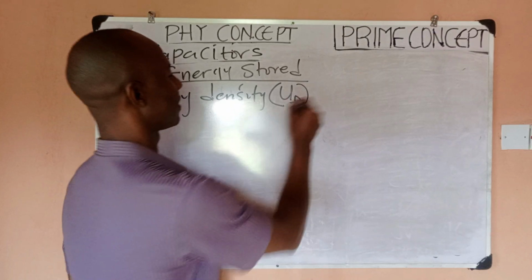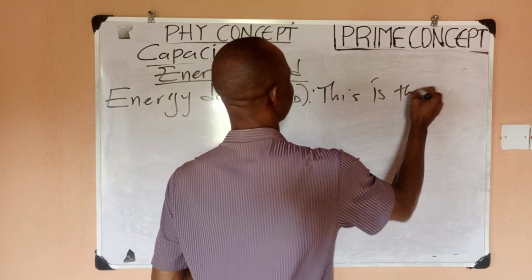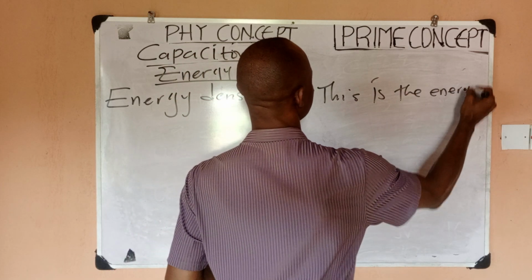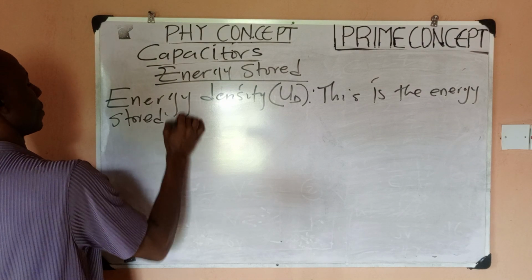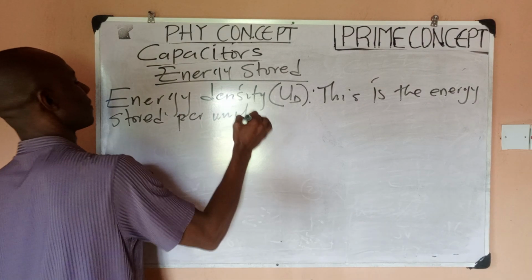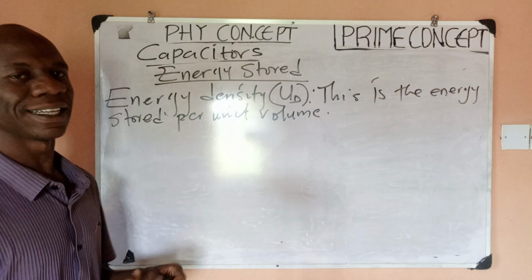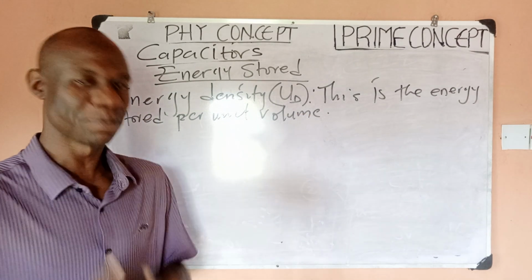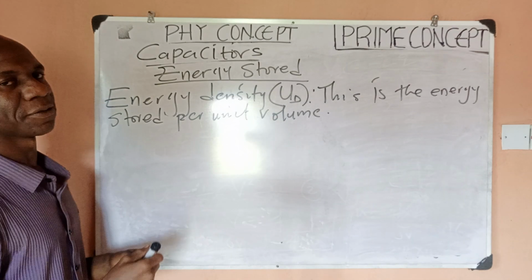So energy density is the energy stored per unit volume. So energy density is energy stored in an electric field per unit what? Volume. So let's look at how we can find that.